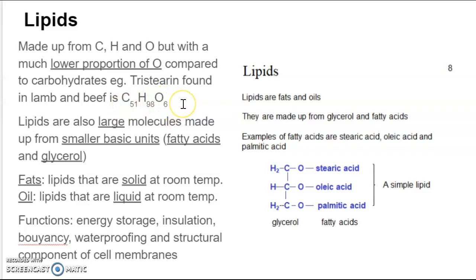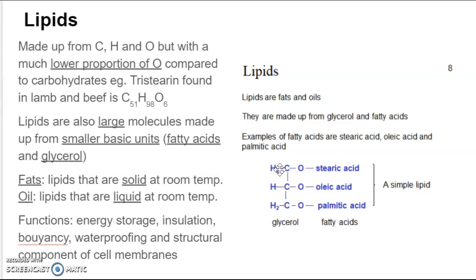You don't need to know this formula, but you just need to know they're made from carbon, hydrogen, oxygen. And they're large molecules, and they're made up from 2 units. You have your fatty acids, which are these things here, and you have your glycerols. And generally, fats, which are lipids that are solid at room temperature.